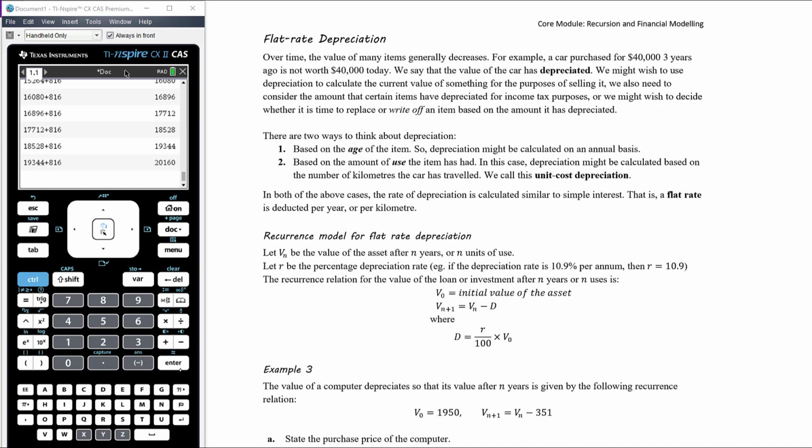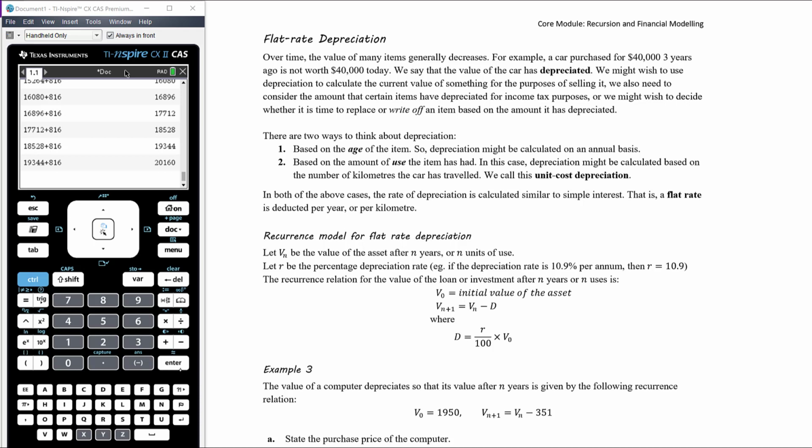Okay, the next part we want to talk about is when we depreciate. So depreciation is when the value of something goes down just over time, just by virtue of the fact that it gets old. So things like cars are really common examples of things that depreciate. So for example, a car purchased for $40,000 3 years ago is not worth $40,000 today, and we say that the value of the car has depreciated.